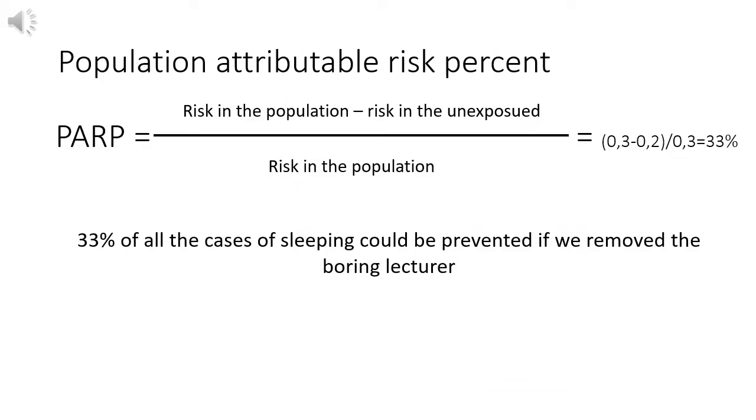So let's calculate the population attributable risk percent in our example. In the numerator, there would be 0.3, because this is the risk in the population, minus 0.2, because this is the risk in the unexposed. In the denominator, there would be 0.3. This equals 33%. The interpretation is that 33% of all the cases of sleeping could be prevented if we removed the boring lecture.